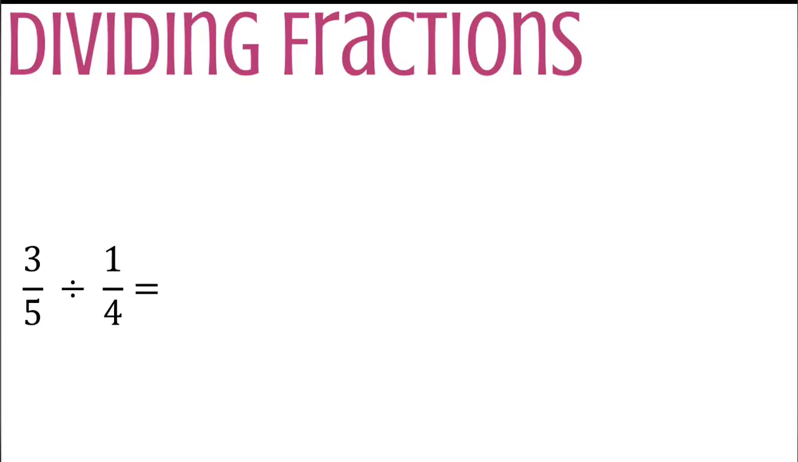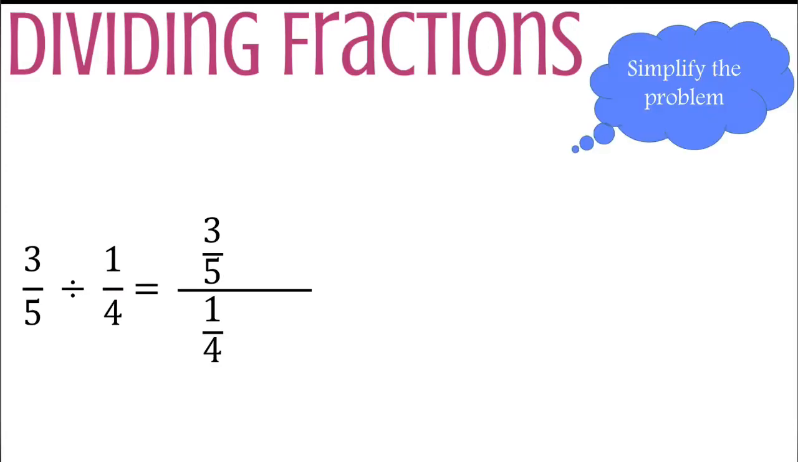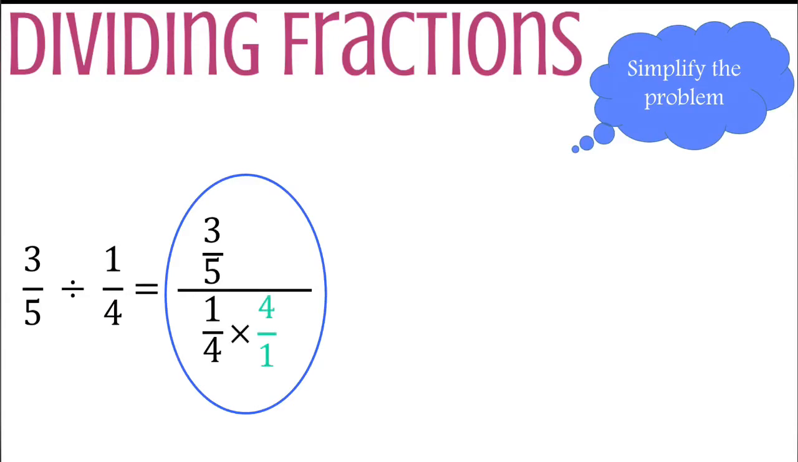3/5 divided by 1/4. I'm going to take this problem and turn it into a mega fraction, which means 3/5 over 1/4. Whew, that sure looks complicated. How can we simplify this problem? Well, let's think back to the reciprocal, and remember, if I take a fraction and multiply it by its reciprocal, it gives us a product of 1. This is going to be very helpful for the denominator. Looking at 1/4, we multiply it by 4 over 1. This will give us 4 over 4, which we know equals 1.